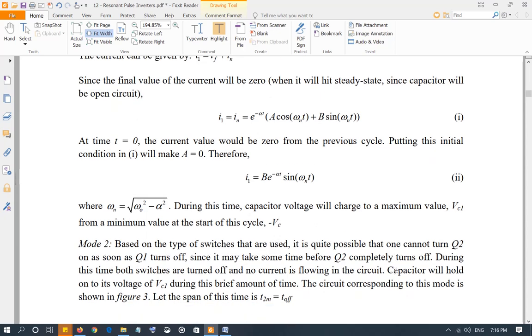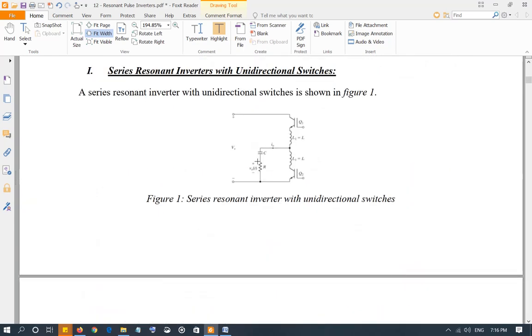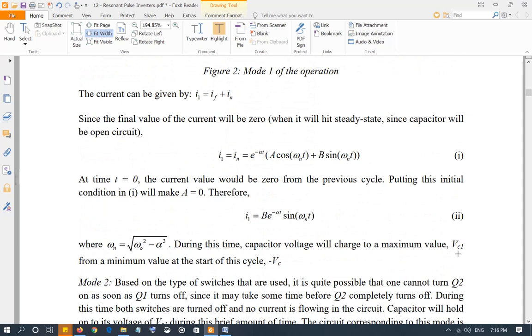Okay, initially the capacitor has some voltage before the cycle is started, from the last cycle. Now when the current keeps flowing, the capacitor will start charging, and at the end of the cycle, the capacitor will have a maximum voltage, what we are calling VC1. And when the cycle started, it had a voltage we are calling negative VC, and we're going to discuss negative VC in a little bit when we discuss mode number 3.